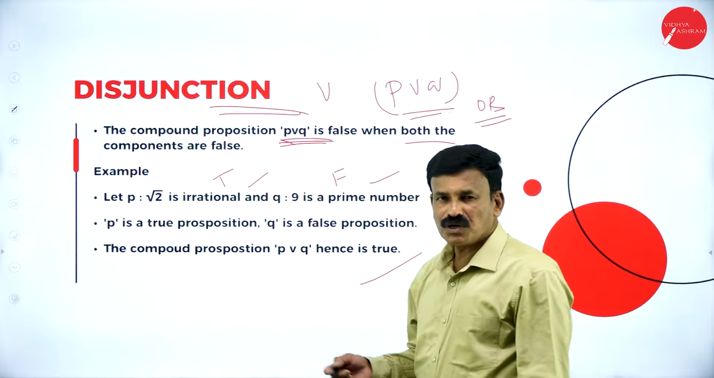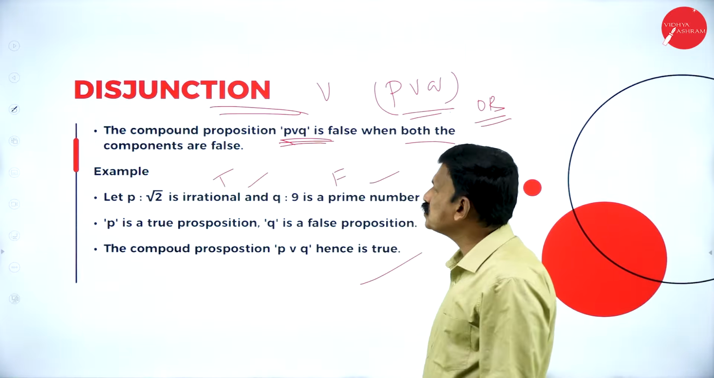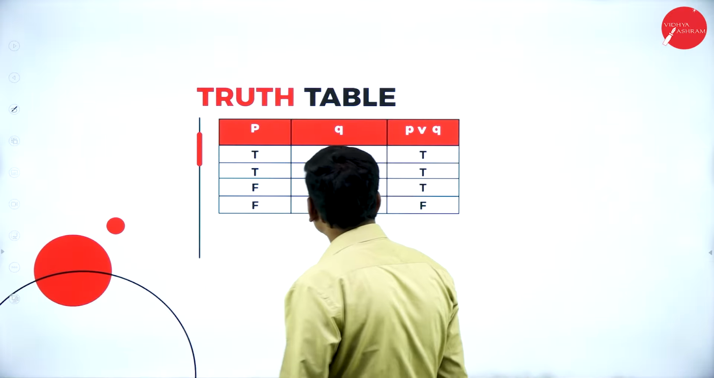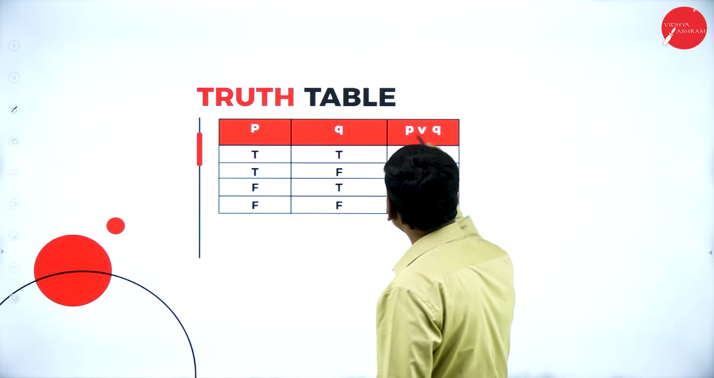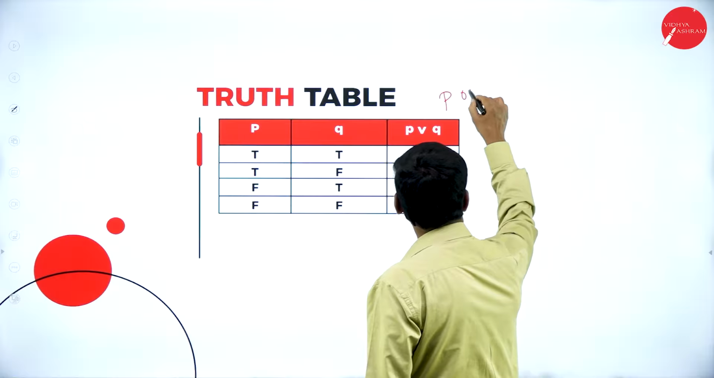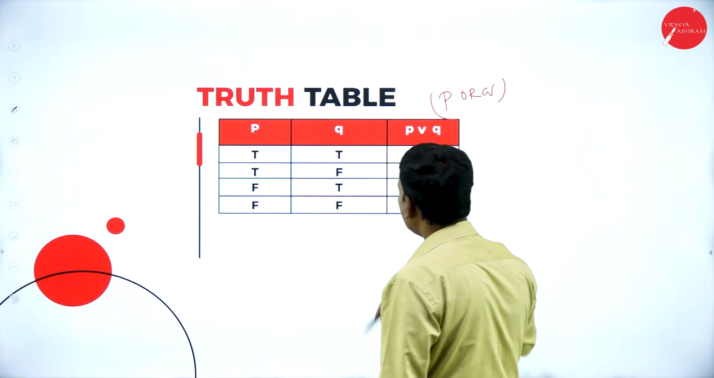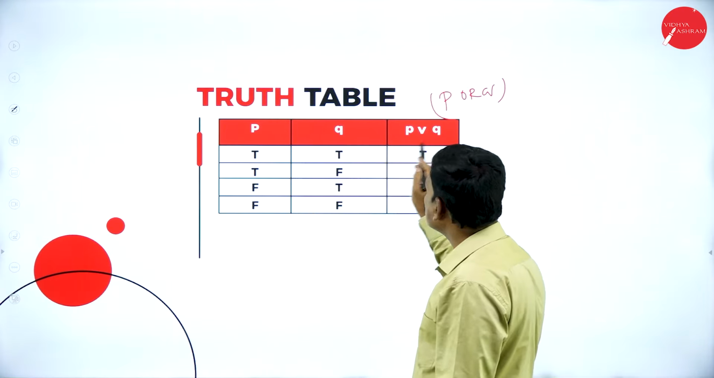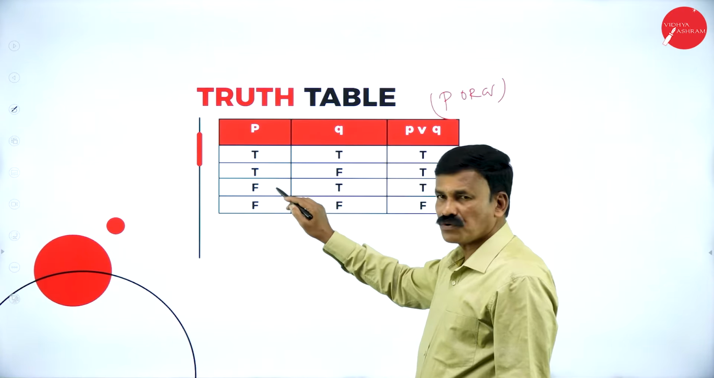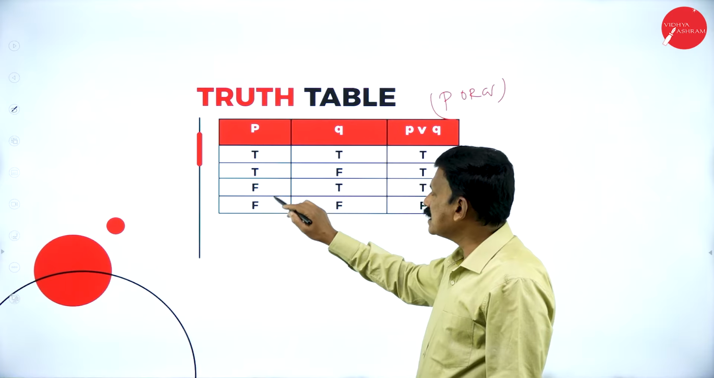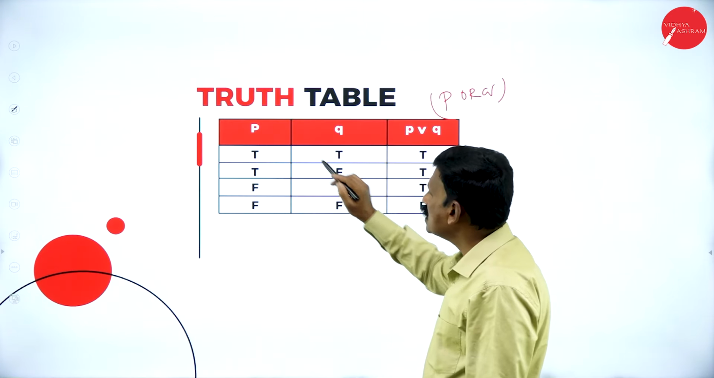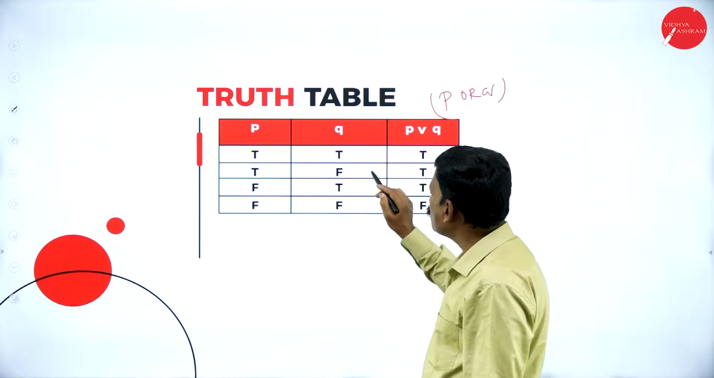Now, let us move on to the construction of a truth table. How to construct the truth table for this disjunction? P, Q, P disjunction Q, that is P or Q. As usual, for P the first two are true and the second two are false. For Q, again alternating: true, false, true, false.